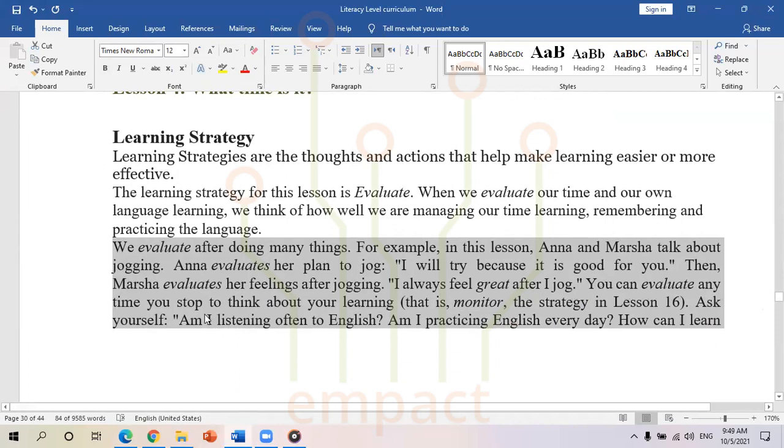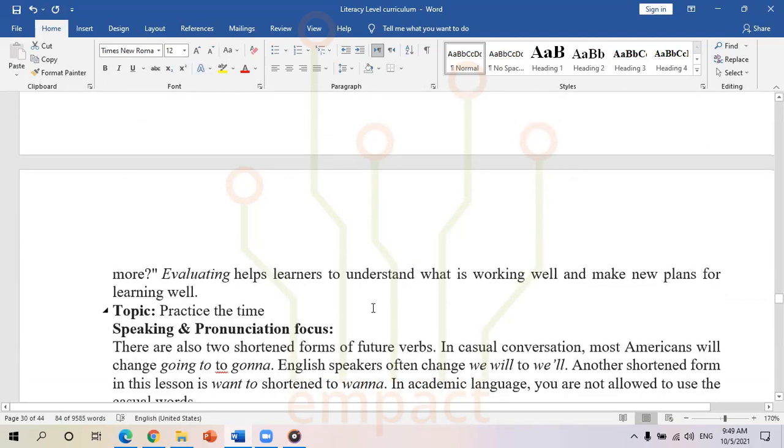You can evaluate anytime you stop to think about your learning. That is, monitor the strategy in lesson 16. Ask yourself, am I listening often to English? Am I practicing English every day? How can I learn more? Evaluating helps learners to understand what is working well and make new plans for learning well.